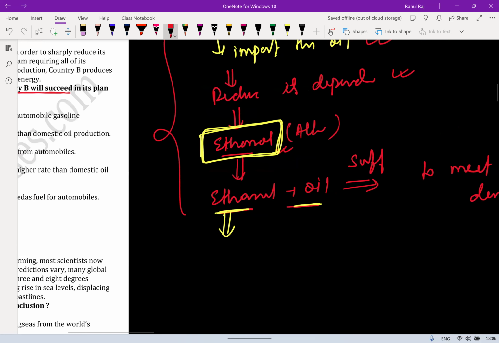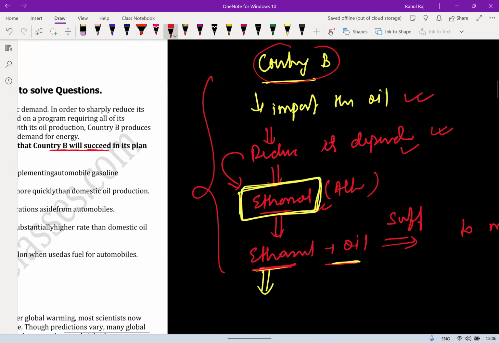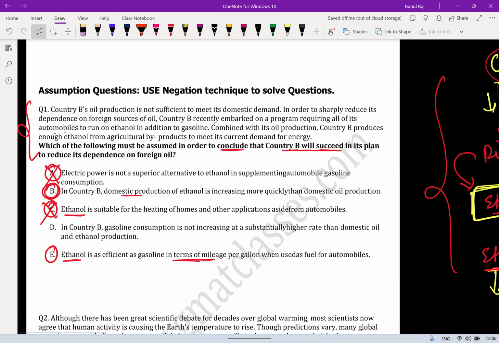The argument's discussion is that they had to import the oil. They wanted to reduce the import. How did they want to reduce the import? They have formed some alternate source of fuel, ethanol, and they have directly come down to a conclusion that ethanol plus oil is sufficient to meet the current demand. They haven't discussed anything else about ethanol in the argument. So what else ethanol is suitable for, or how efficient ethanol is, is none of my business at all. This is an out of scope answer, I can tell you.